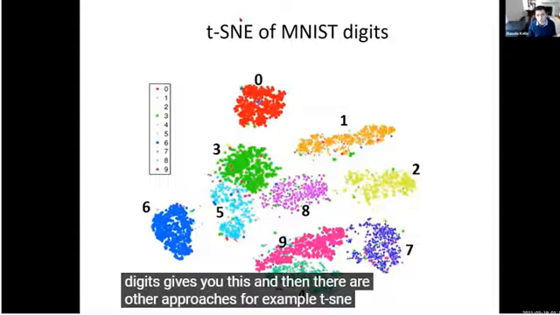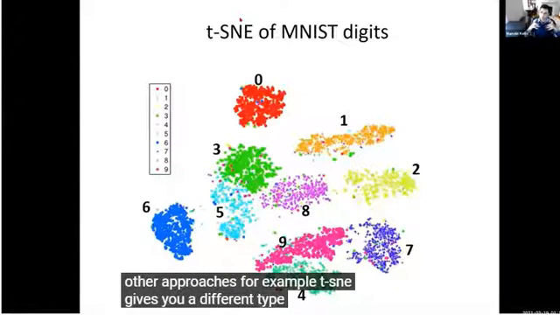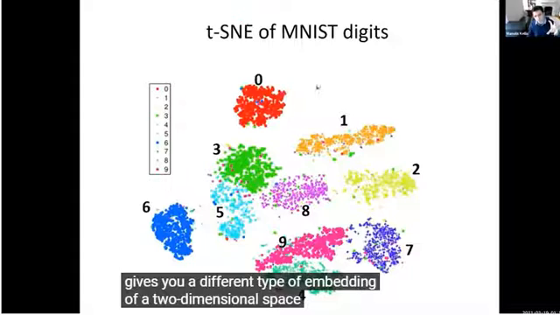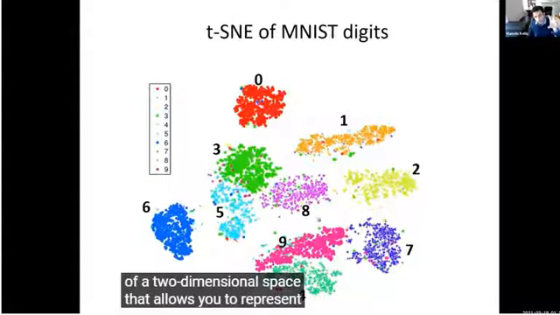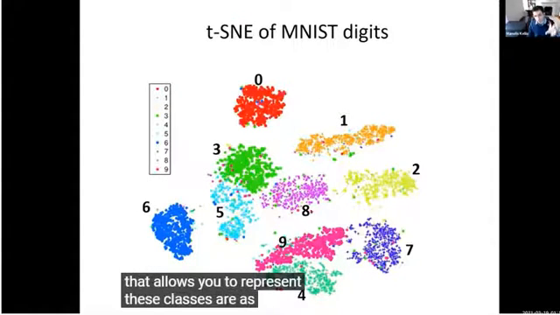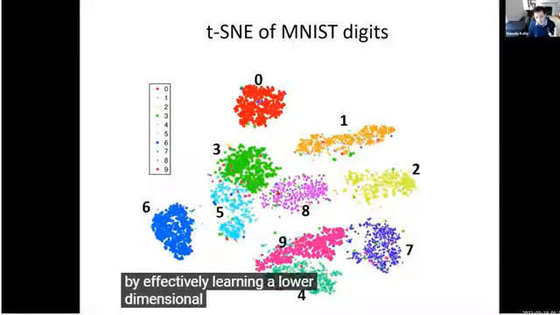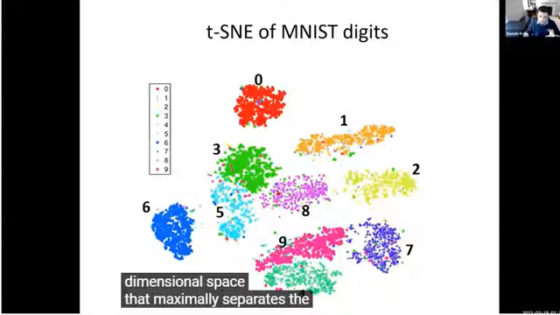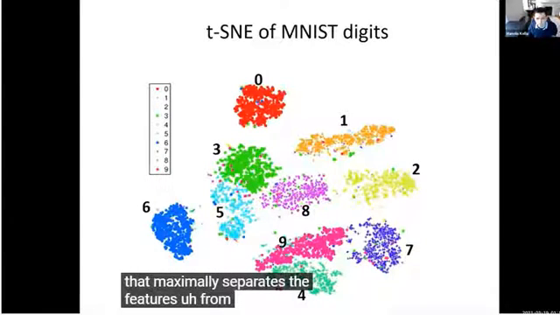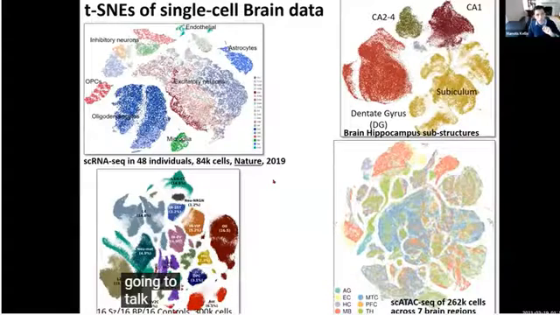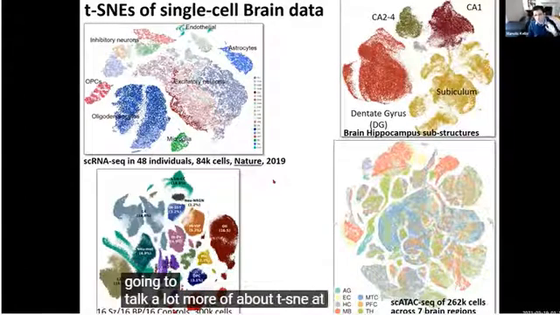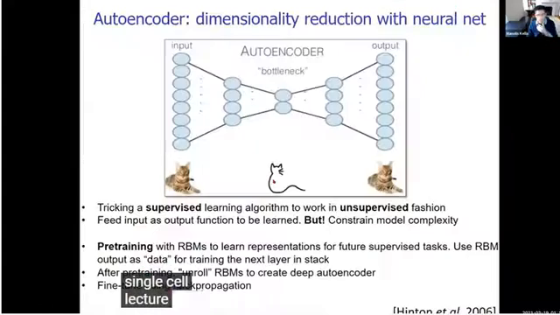For example, t-SNE gives you a different type of embedding of a two-dimensional space that allows you to represent these classes as much more separable from each other by effectively learning a lower dimensional space that maximally separates the features from each other. And we're going to talk a lot more about t-SNE at the single cell lecture next week.